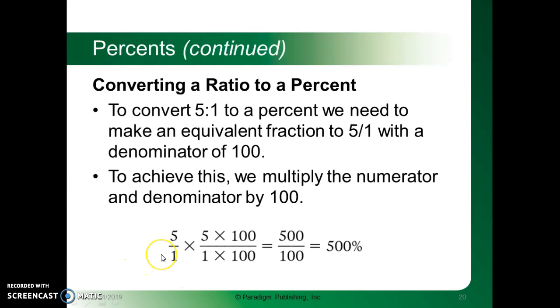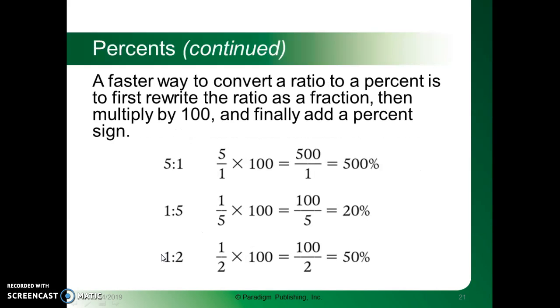So we get 500%. A faster way to convert a ratio to a percent is to first write the ratio as a fraction, then multiply by 100, and finally add the percent sign. So if we have 5:1, convert it to a fraction, 5/1 times 100. So 500/1 is equal to 500%.